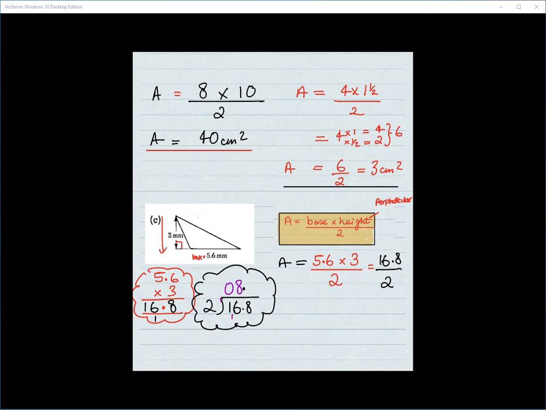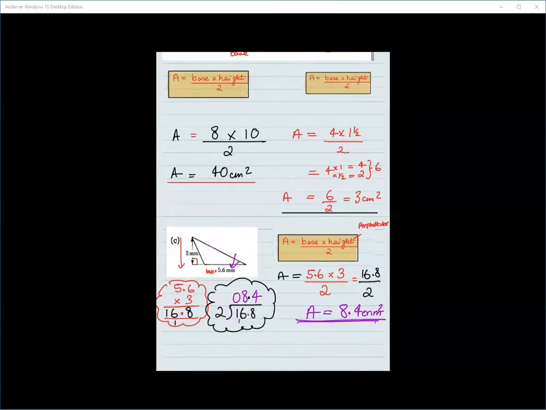Okay, you're not doing 2 divided by 8. You're actually doing 8 divided by 2. You're saying it back to front. It's how many 2's go into 8 or 8 divided by 2. You read it the other way around. So the answer is 4, and it's millimeters squared because the question starts in millimeters.